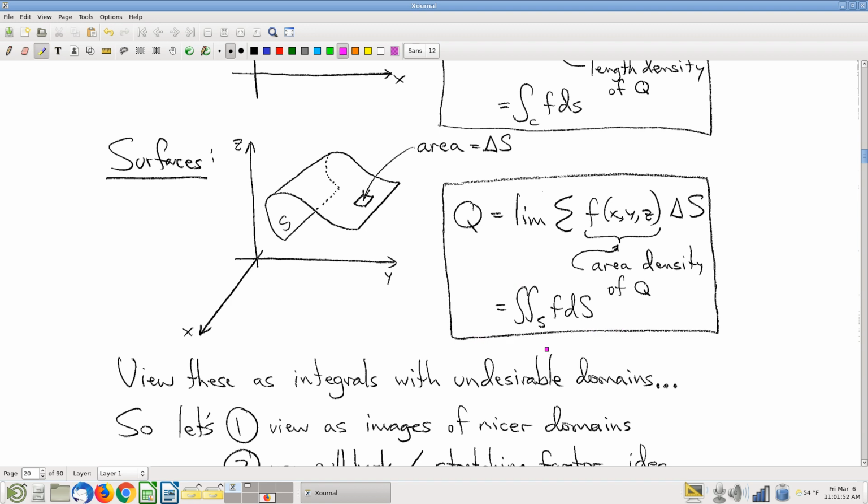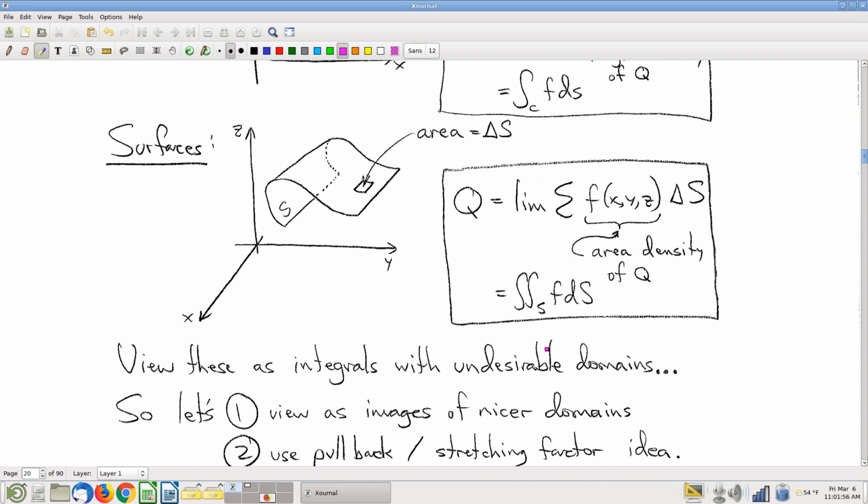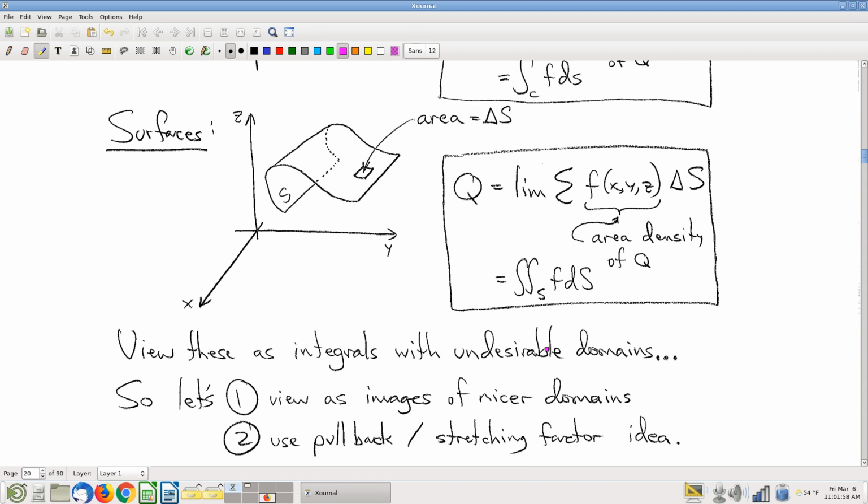Okay. Now let's deal with the elephant in the room. Yeah, but these are weird shapes. I don't know how to do them. What are my bounds? Can I just write down an iterated integral? Can I do an iterated integral on this? How do I actually turn the crank and get answers? Right? I'm an engineer. I need to build something. I need to know the numbers.